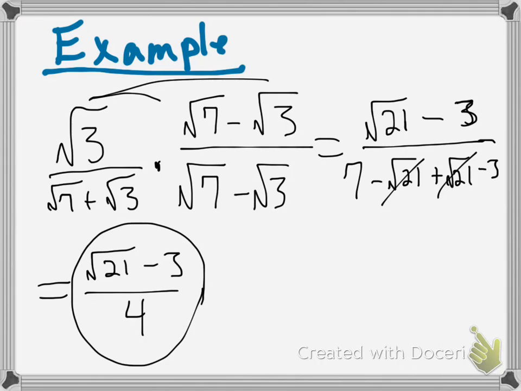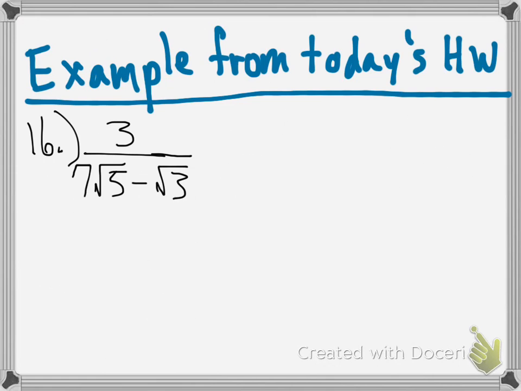So that's similar to all the problems we did yesterday. Today's assignment will be very, very similar to these as well. So let's look at an example from today's homework that we're going to get. This is number 16 on the worksheet that you guys are going to be doing on Canvas. We have 3 over 7 square root of 5 minus the square root of 3.